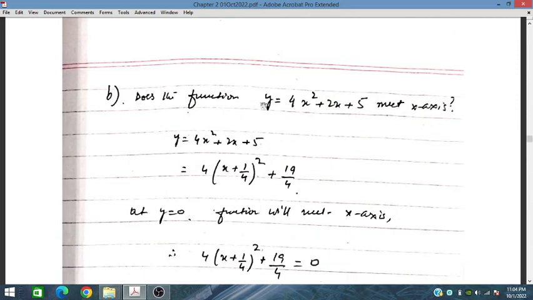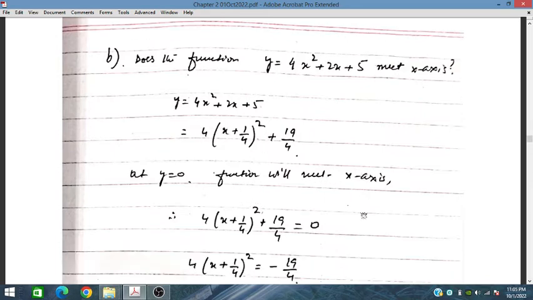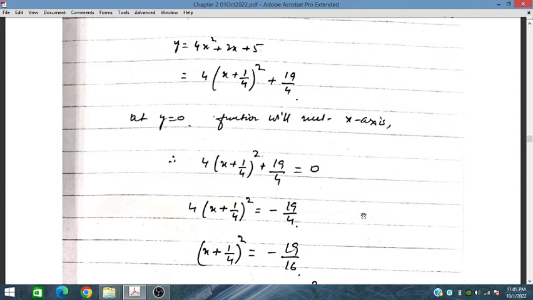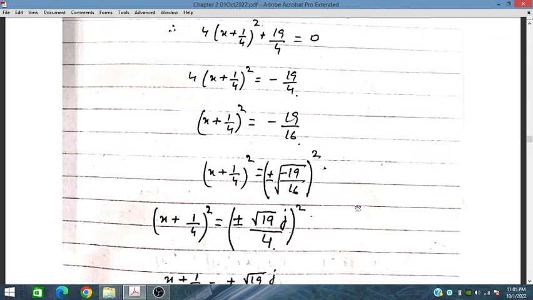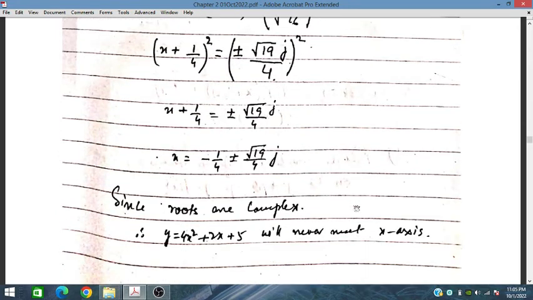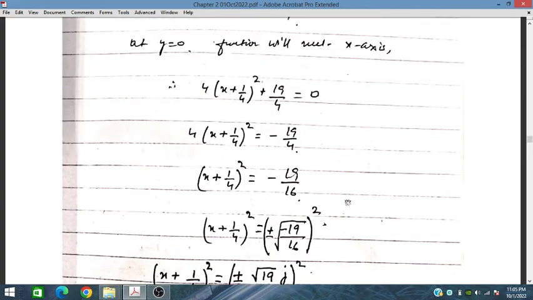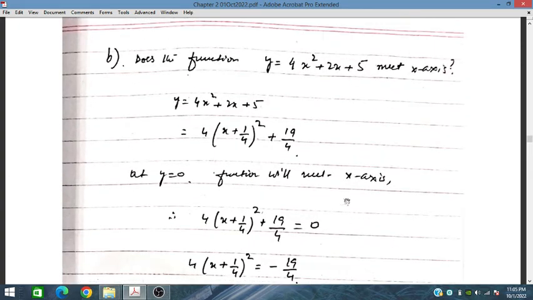By putting these values at the respective positions we have this form, which is our required shape. Does this function meet the x-axis? So we solve it at y is equal to 0, where the function will meet the x-axis. Since the roots are complex, it shows that it will never meet the x-axis.